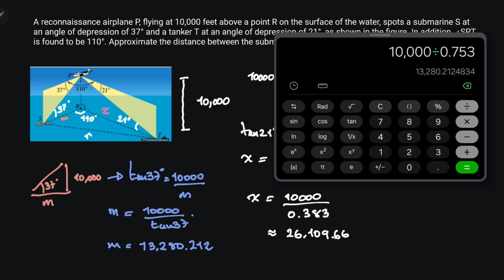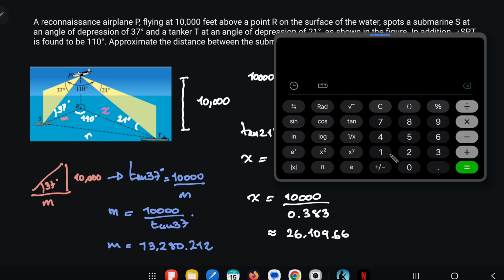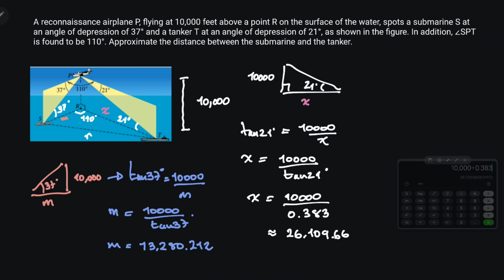Wait, that was for 37; for 21 too, my bad. And I missed one decimal here, so let's do it again. 10,000 divided by 0.383. All right. I just forgot that it was a 0.